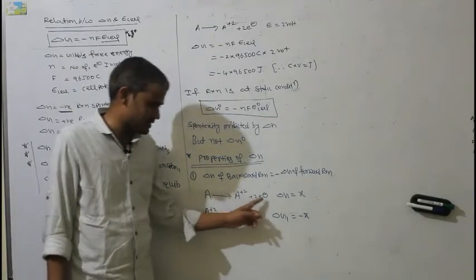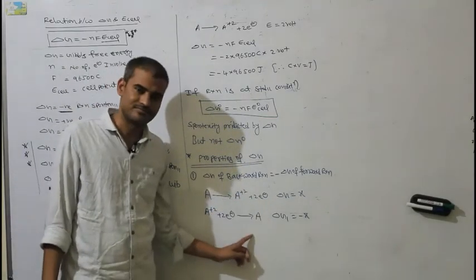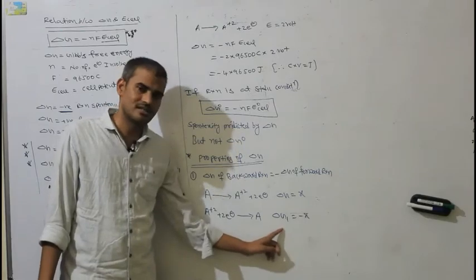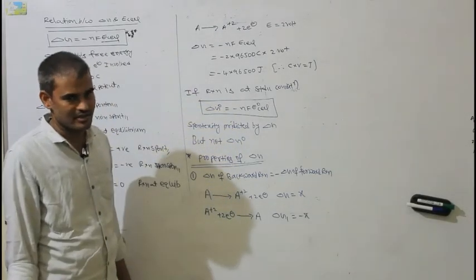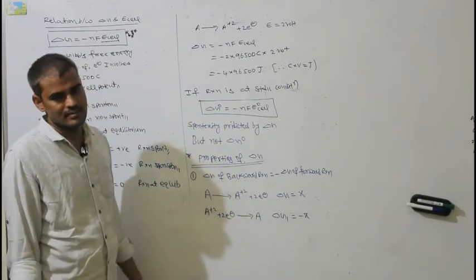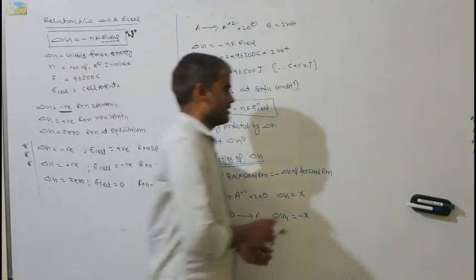So this is the forward one. The same thing we have done backward. So backward reaction del G is minus of forward reaction del G. This is the number 1 property of del G.